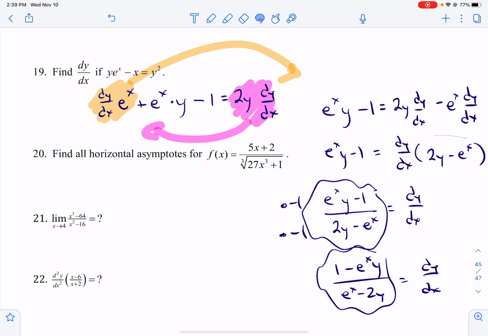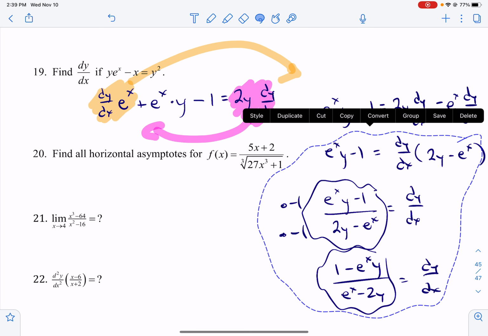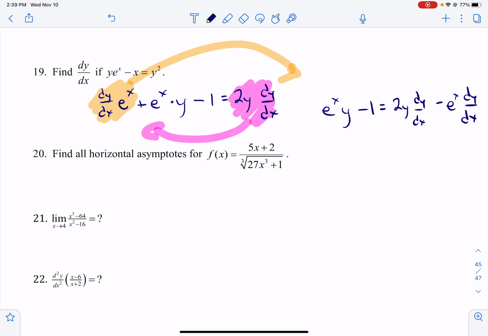Okay, number 20, horizontal asymptotes. It's already a question you're going to love, right? Find the horizontal asymptotes for f of x equals 5x plus 2 divided by the cube root of 27x cubed plus 1. Okay, when I see horizontal asymptotes, I am thinking two things: my limit as x goes to infinity and my limit as x goes to negative infinity. And then I'm interested in top heavy and bottom heavy.